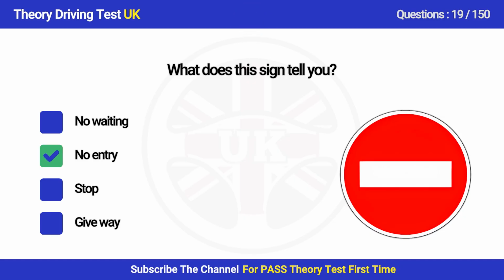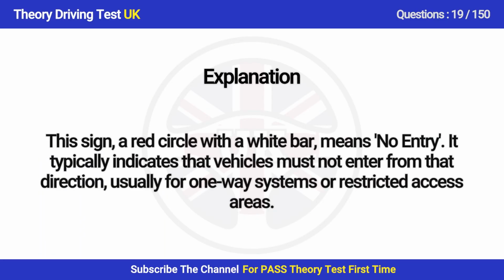Answer is B. No entry. This sign, a red circle with a white bar, means no entry. It typically indicates that vehicles must not enter from that direction, usually for one-way systems or restricted access areas.